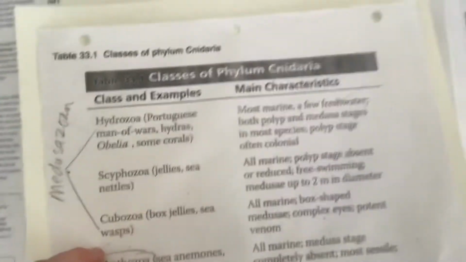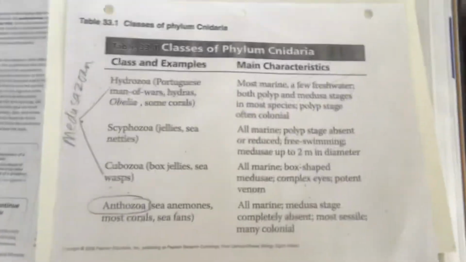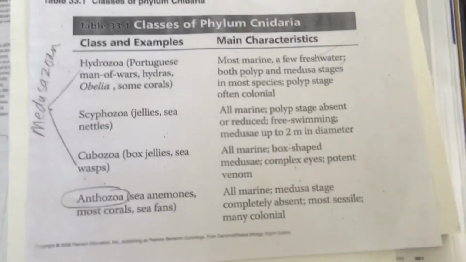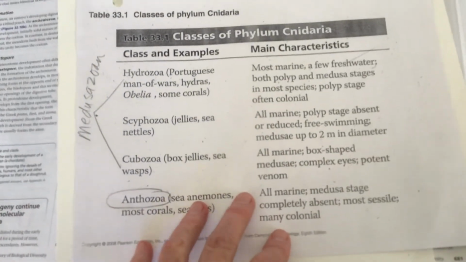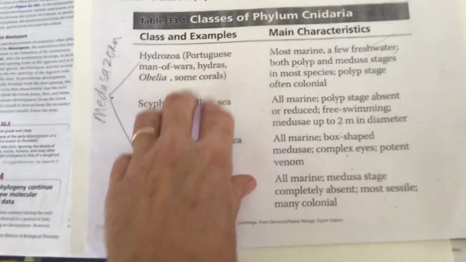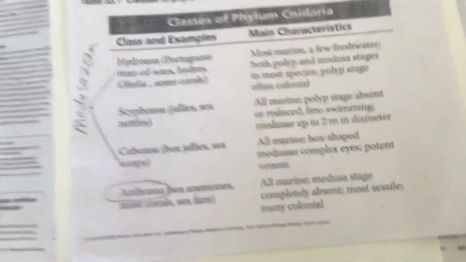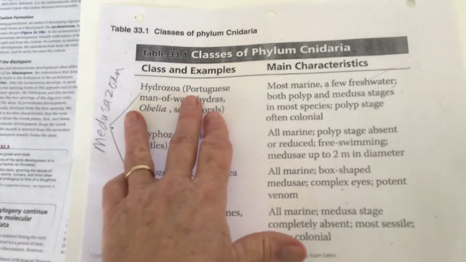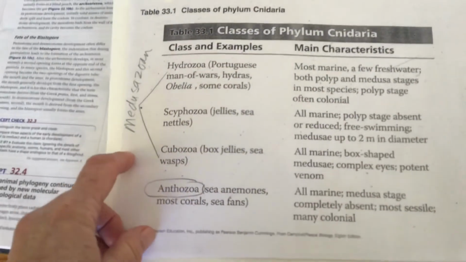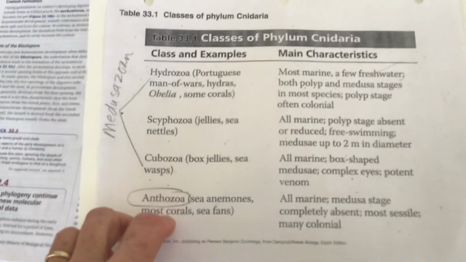Okay, now I put this chart up here. This is from the old textbook, but what I liked about it that they don't have in the new textbook is they have good examples of all of the old class names, and these are still subclass names. So the Medusozoa, of course, is our class. Anthozoa is the other class, the second one.